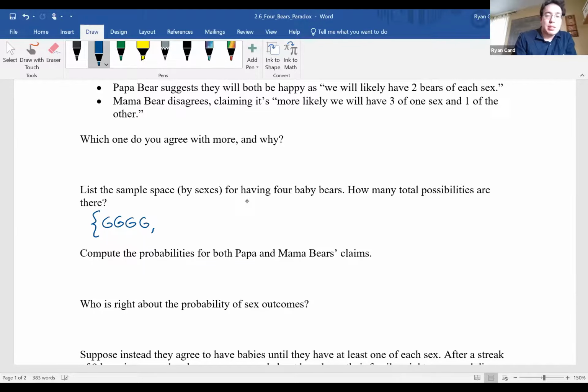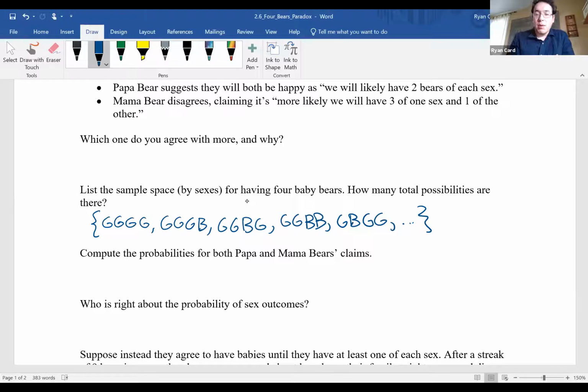one possibility is all girl bears: girl, girl, girl, girl. It could be girl, girl, girl, boy. The order in which you have different sexes might matter. So maybe girl, girl, boy, girl, girl, girl, boy, boy, girl, boy, girl, girl, and so on. So I want you to try to list all possibilities that you could have, and then start counting how many of them will have 2 and 2 or 3 and 1 and so on.